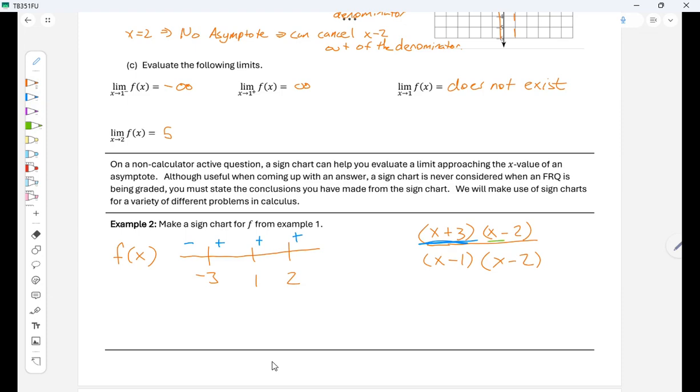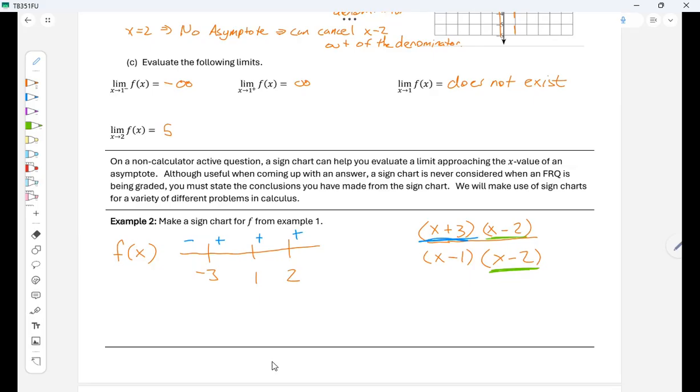I'll move on to x minus 2, and that shows up twice, so I need to use it twice. X minus 2 works the same way. Its number is 2. If you plug something smaller than 2 in, you're going to get a negative result. If you plug something bigger than 2 in, you're going to get a positive result. So this, same idea, but I'm going to make the change at the 2.